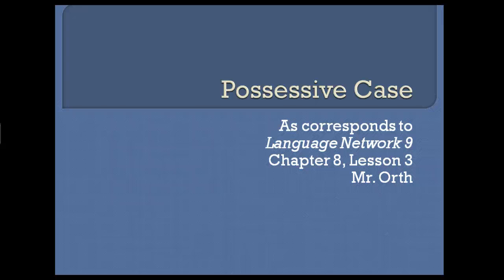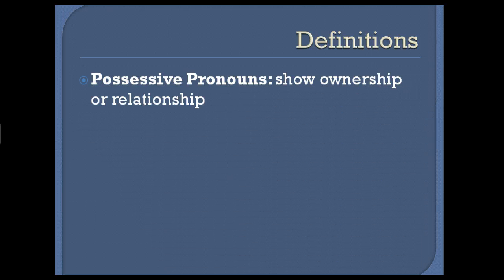Back to Mr. Orth's flipped classroom for grammar. Look at possessive case pronouns. Possessive pronouns are pronouns which show ownership or relationship. If we're dealing with possessive nouns, these are the ones that are going to be the always fun apostrophe S or S apostrophe. In terms of pronouns, we don't use apostrophes because that's a different rule, which we'll see in a couple slides.